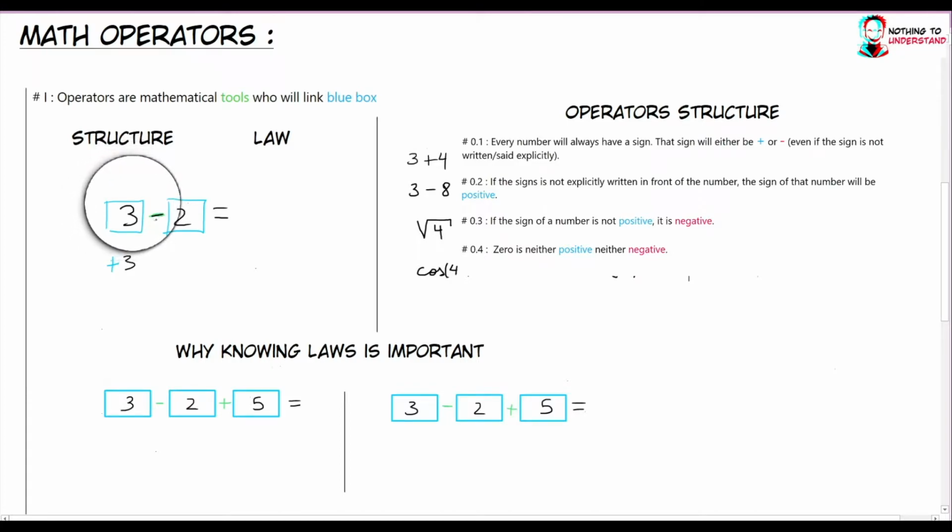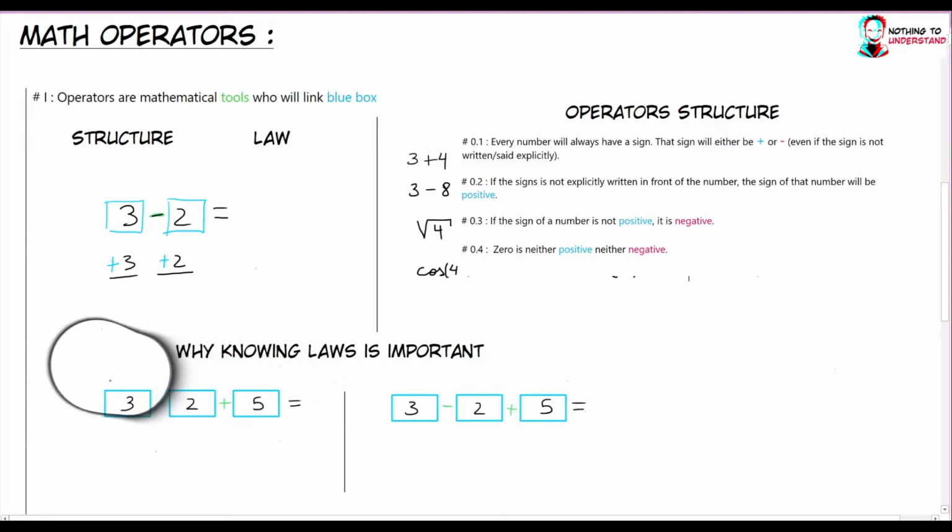It's not a minus sign. So there is nothing in front of the 2 in the blue box. So again, plus 2. So I have a positive number. Now let me give you an example of why knowing the law is important, and maybe the most important thing you will have to do while learning mathematics.